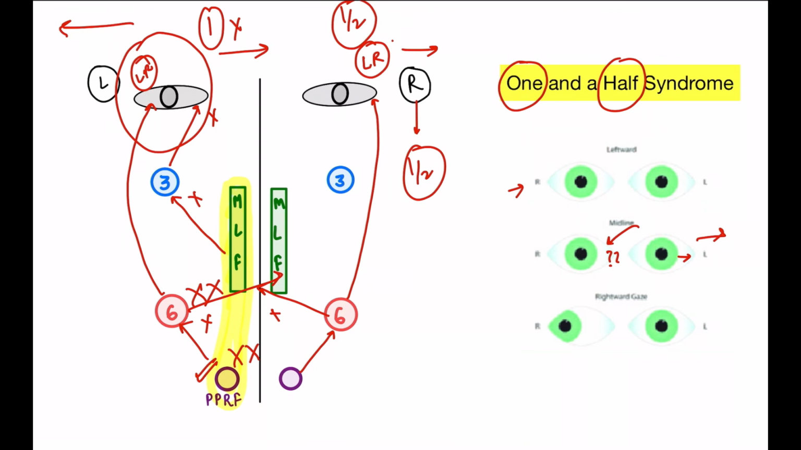But when I ask the person to look towards the right, since the right eye is getting a signal to abduct, it will abduct. So this is the half function that is intact, and this is the one which is fully gone. It is neither abducting, nor adducting. Okay, so this is 1.5 syndrome.